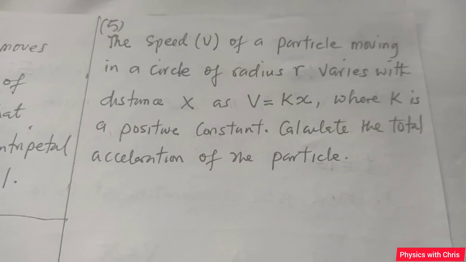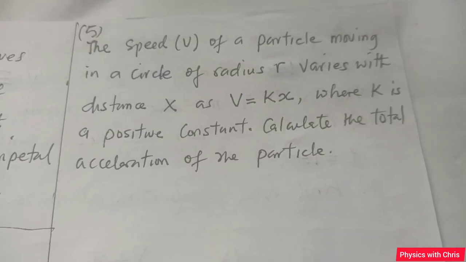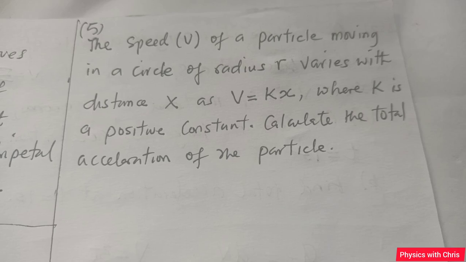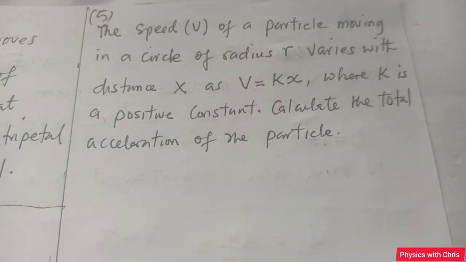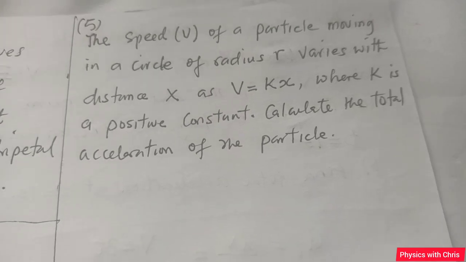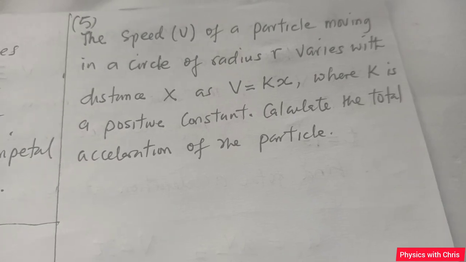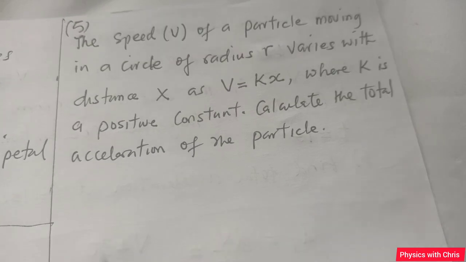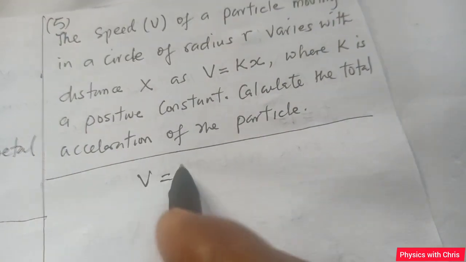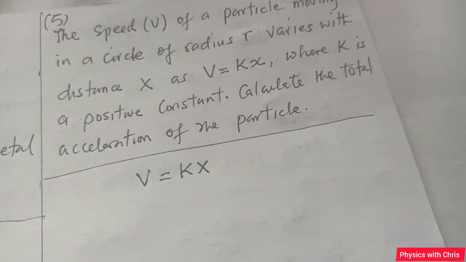It says here the speed v of a particle moving in a circle of radius r varies with distance x as v equals kx, where k is a positive constant. We are to calculate the total acceleration of this particle. Okay, so how do we solve this? Is it in terms of x? We shall find out. But we are given the speed, how it relates with distance or displacement. So v is equal to k times x. k is a positive constant.